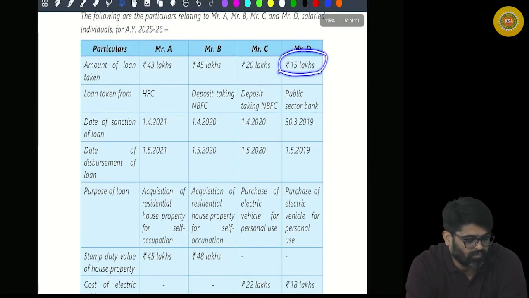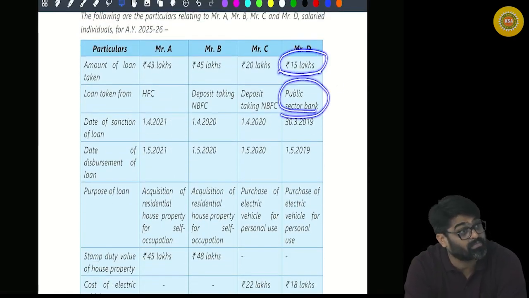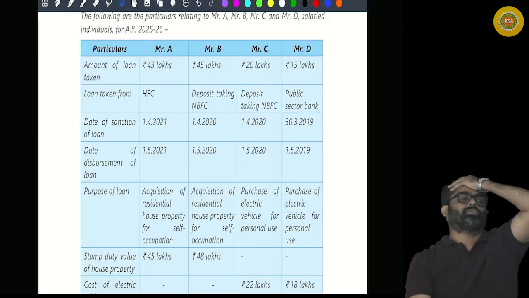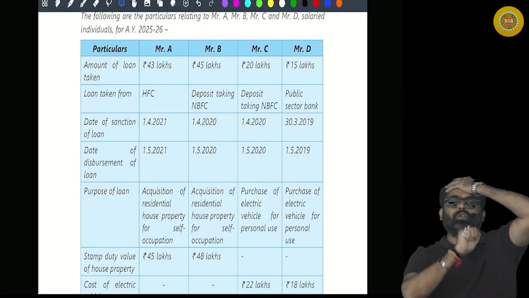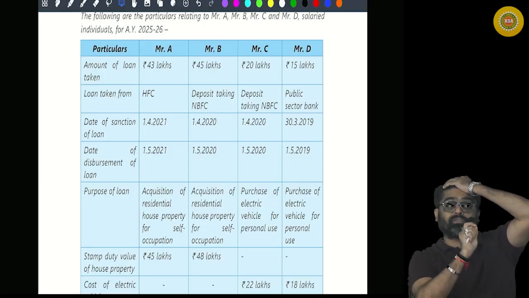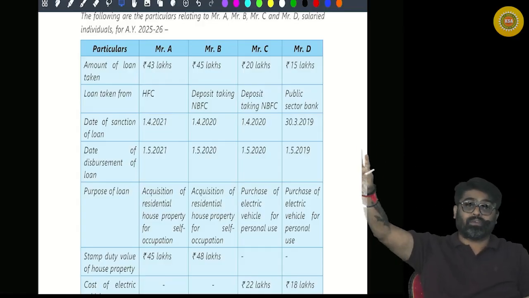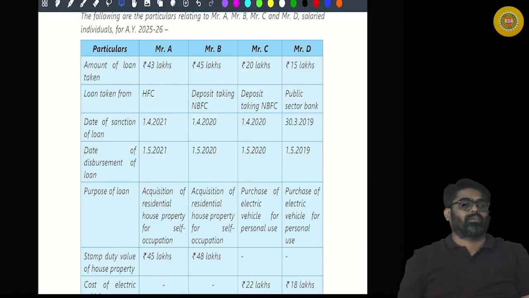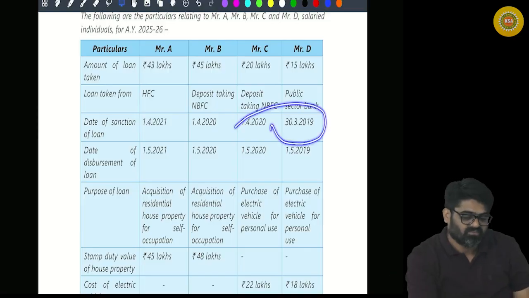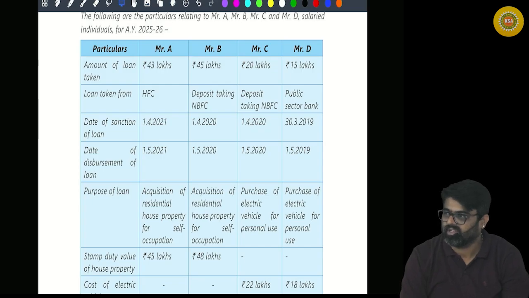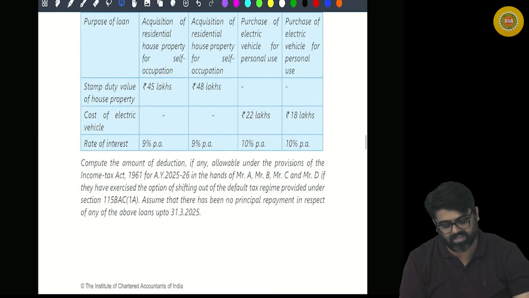The loan amount is 15 lakhs. Loan taken from a public sector bank. The bank is allowed for the purpose of purchase of an electric vehicle. Electric loan. And when was the loan sanctioned? Oh, 2 days early you took the loan. You should have sanctioned, the bank should have sanctioned the loan on 1st April 19 or after that, till 31st March 2023. But the loan was sanctioned prior to that period. So even if it is an EV loan, interest will not be allowed under 80EEB.